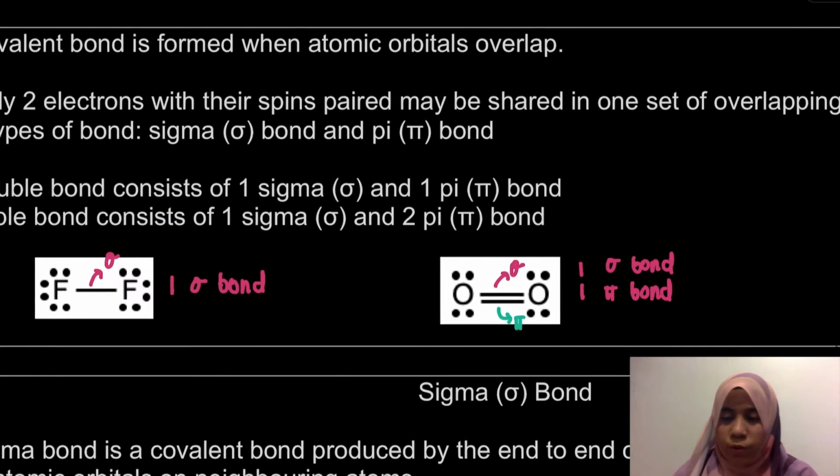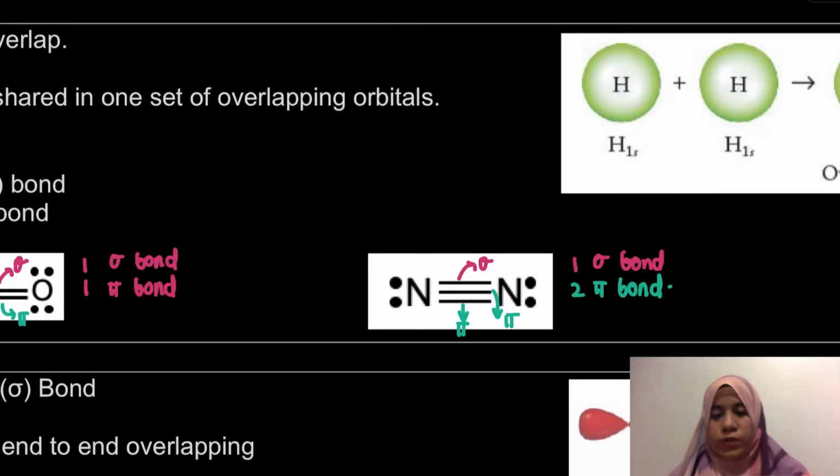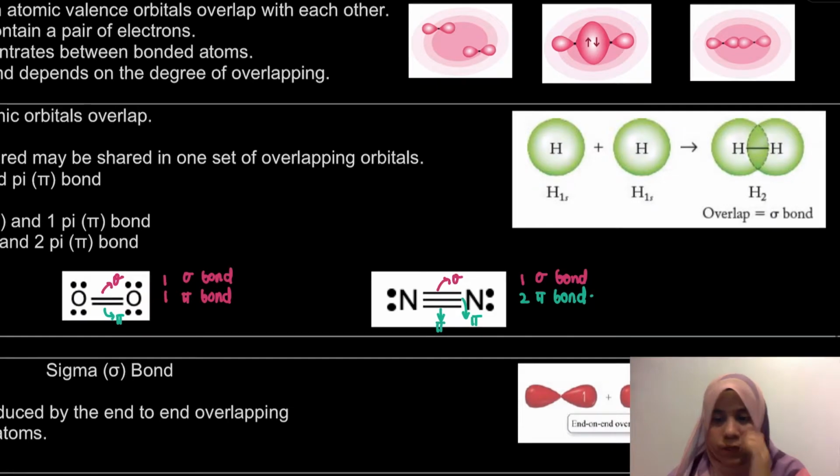What about a triple bond? The first ever bond we call a sigma bond. The one below, we call a pi bond. The third one is also a pi bond. So in this case, we have one sigma bond and two pi bonds. That is the important bit.